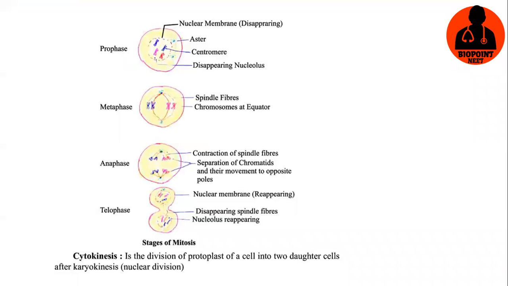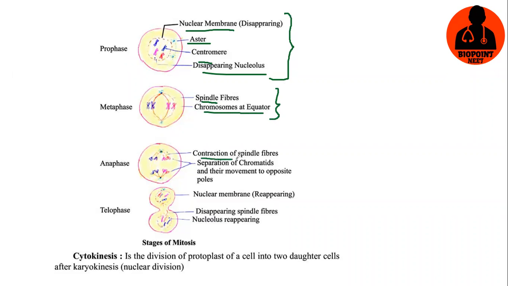So this is the figure showing mitosis. Here in the prophase, the disappearing nuclear membrane, the centromere, and the disappearing nucleolus are all very clearly shown. In metaphase, spindle fibers and chromosomes align at the equatorial plate. This is the feature of metaphase.